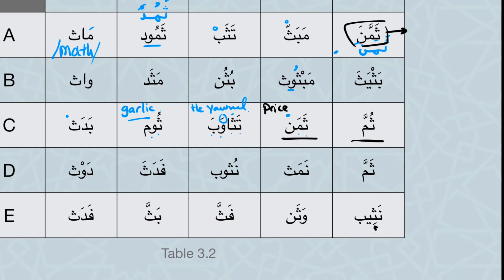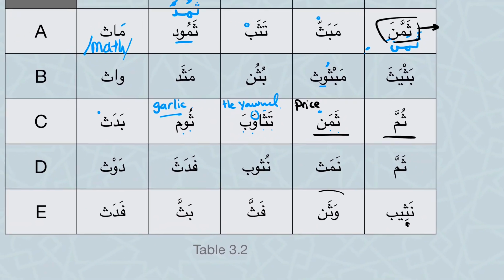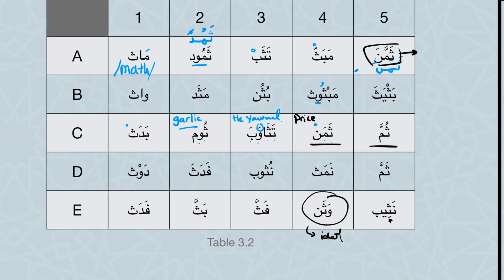Okay. So from these words, this one would mean something like an idol, or something that was used to be worshipped back in the pagan days. Wethan. Betha also means to stream or to scatter things.